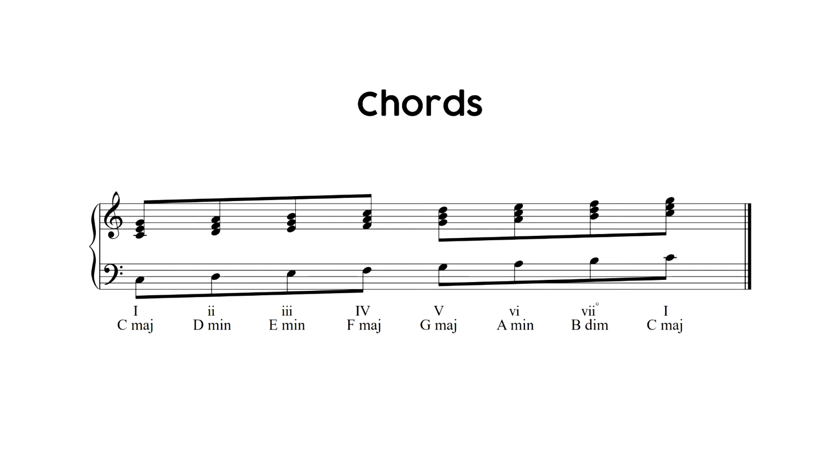If the Roman numeral is uppercase, then the chord is major. If it's lowercase, then the chord is minor. And if it's lowercase with a circle next to it, it's diminished. There is also an augmented chord which doesn't appear naturally in the major scale, but appears frequently in all types of music. This is shown with an uppercase Roman numeral with a plus sign next to it.